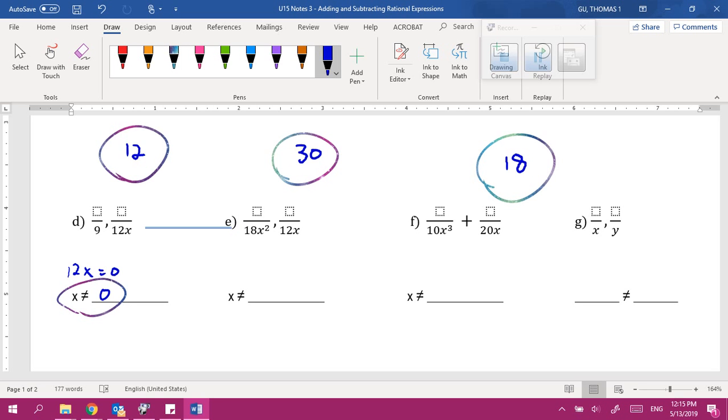Okay, so now let's find the least common denominator. What is the least common denominator on D? What do you think it is?